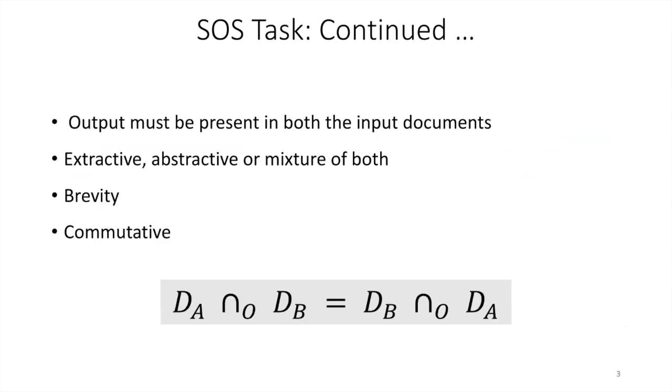Here are some of the properties that an overlap summary should hold. Output summary should only have information which is present in both the input documents. The output can either be extractive, abstractive, or a mixture of both as per the use case. We also argue that brevity or minimal repetition is a desired property of semantic overlap summarization. For example, if a particular piece of information or quote is repeated twice in both the documents, we don't necessarily want it to be present in the output overlap summary two times. And finally, SOS should also follow the commutative property.